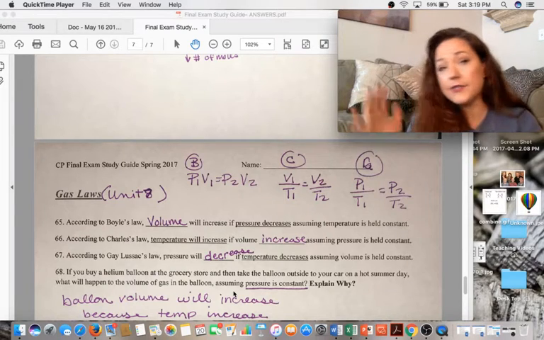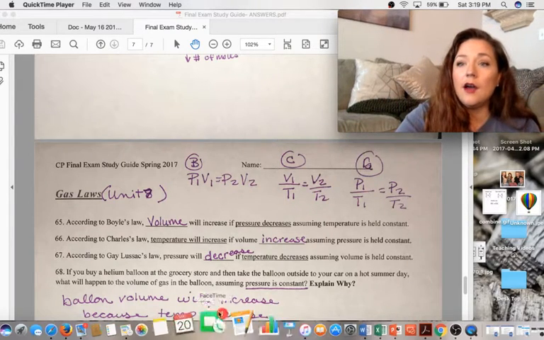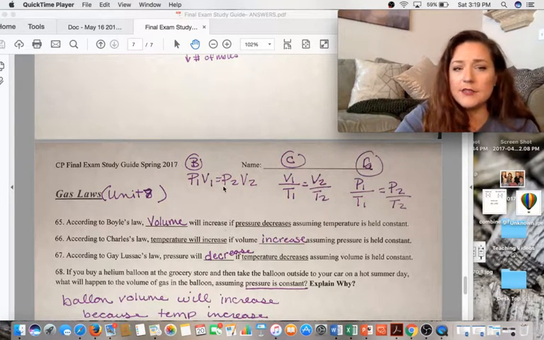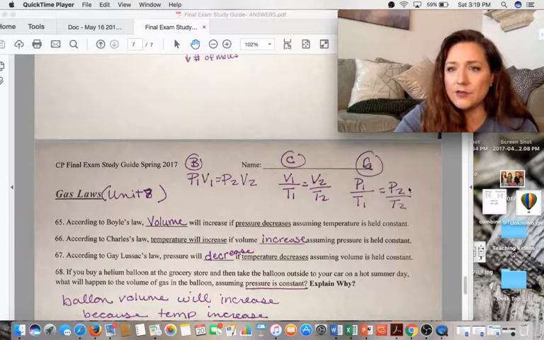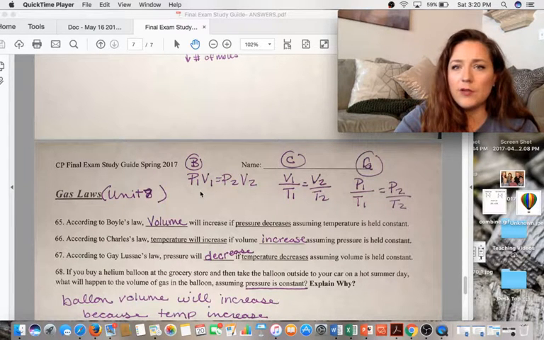Our last unit, yay, unit 7. All right. So, gas laws. Remember Boyle's, Charles, Gay-Lussac. So Boyle's is P1 V1 equals P2 V2. Then Charles is V1 over T1 equals V2 over T2. Gay-Lussac is P1 over T1 equals P2 over T2.